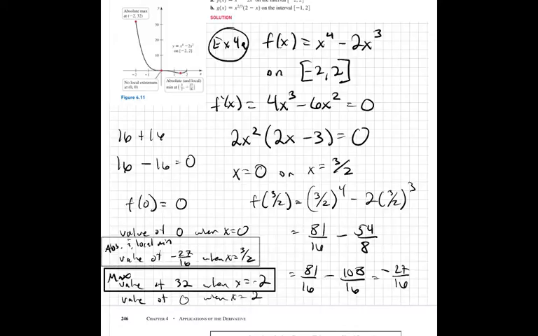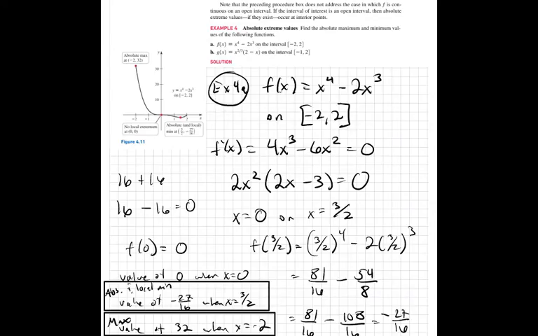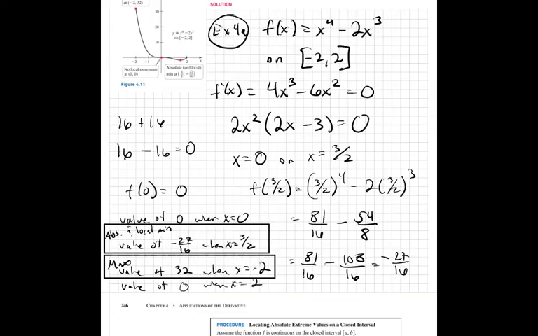Let's put that there. Let's put this here. All right, let's see, how do we do? It just asks us to find the absolute max and min. We didn't have to identify any local. So absolute min, we got an absolute minimum value of negative 27 by 16 at 3 over 2 and a max value of 32.